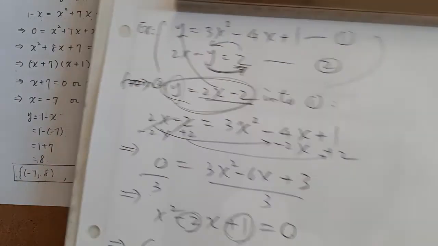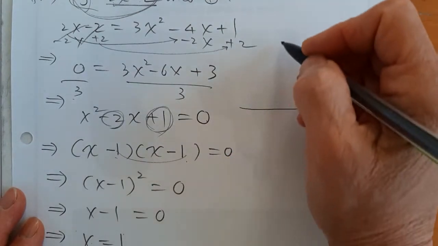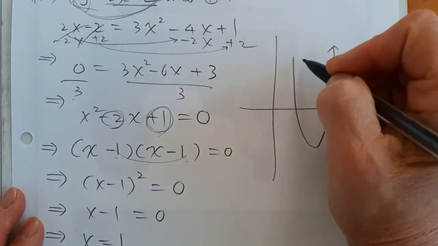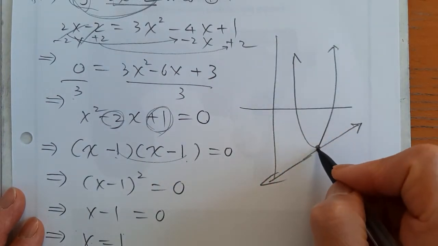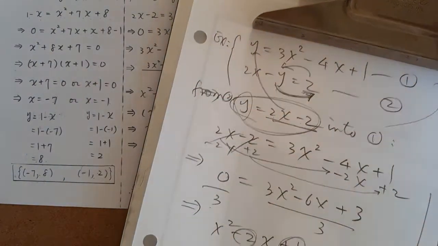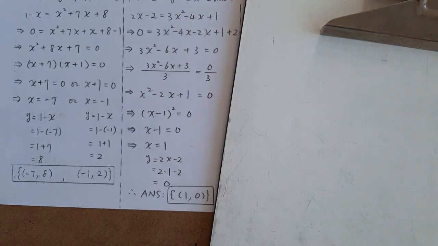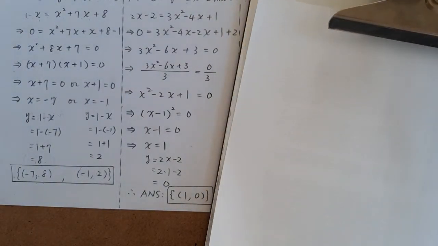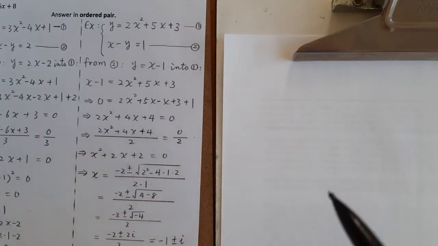So for this case, one is a parabola, and one is a straight line. They just intersect at 1 point. Only one intersection point. The line with the parabola intersects at 1 point. So there is 1 solution, 1 pair as the solution.